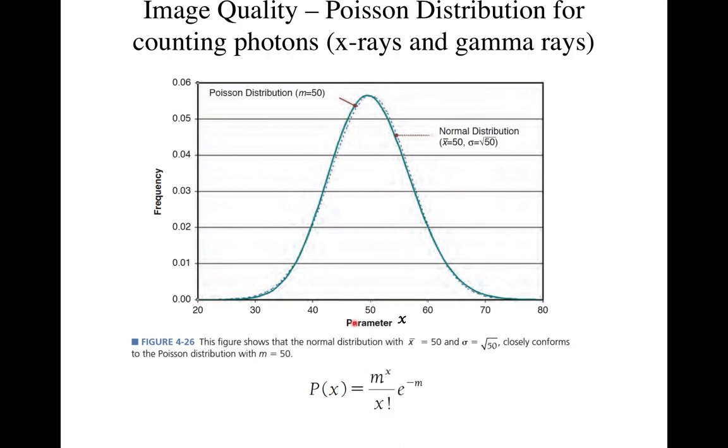So again, x-rays go as a Poisson distribution, which is this function, and it starts to matter when you get down to very low values, right? Like 10 or 5, you know, measurements and things like that. But up around 50, it doesn't really matter. So as long as we're seeing 50 photons, we can model this process with a normal distribution.